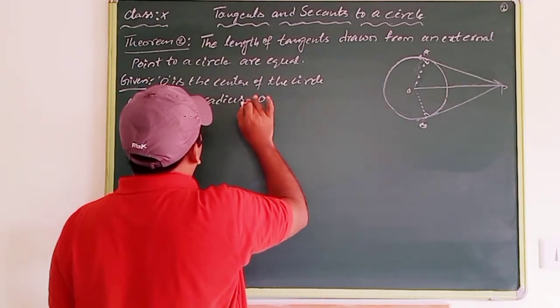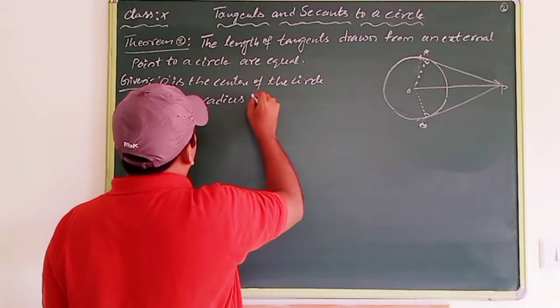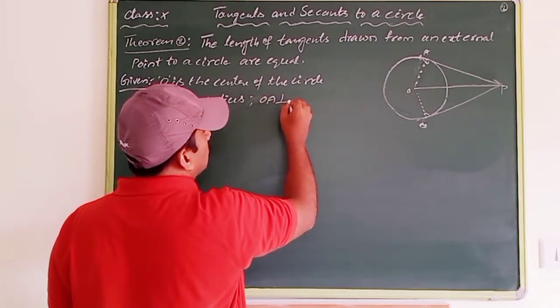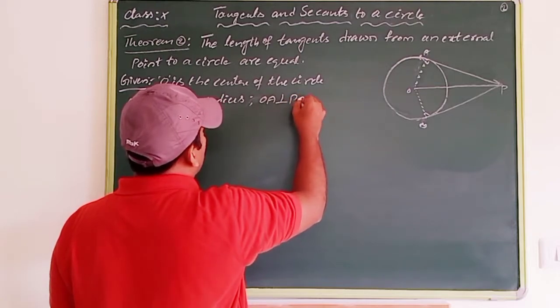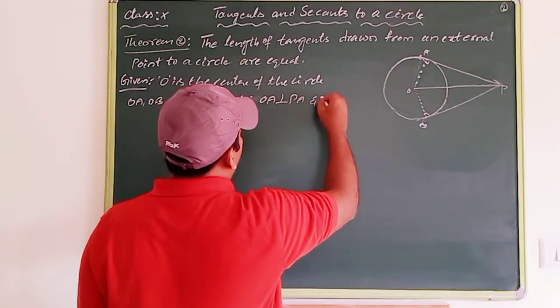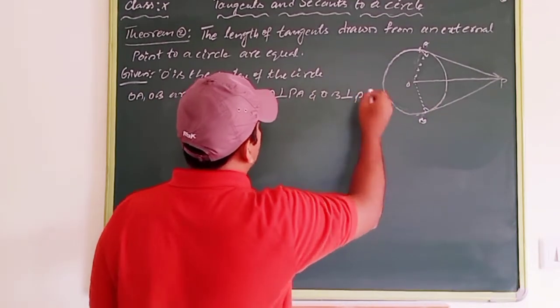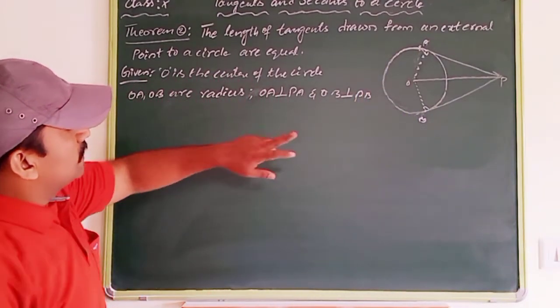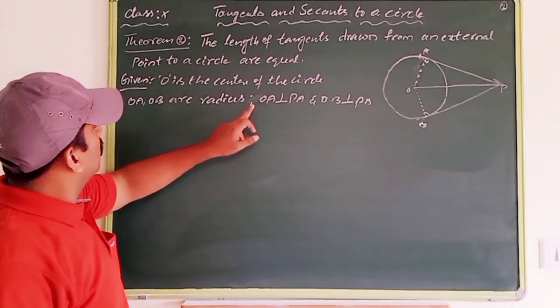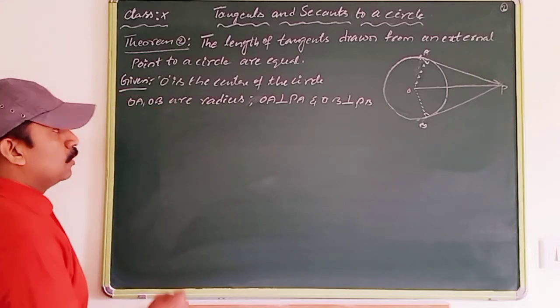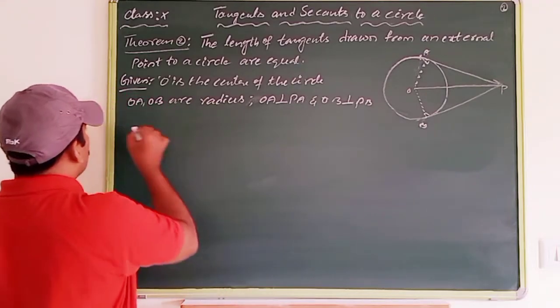OA is perpendicular to PA and OB is also perpendicular to PB, right? So O is the center of the circle. We have taken that O is the center of the circle and OA, OB are the radius. Okay, so P is the external point, right?